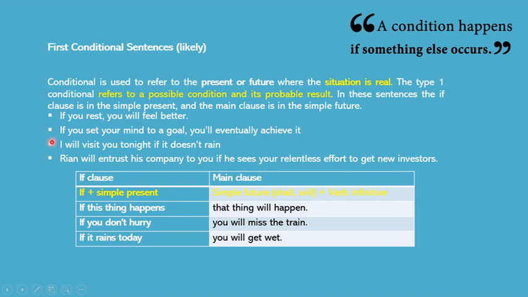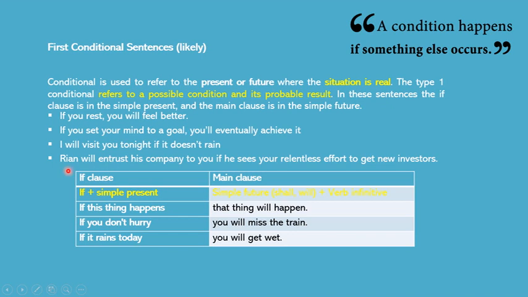If you put the if conditional at the beginning of the sentence, you have to put a comma here. And how about if we put the if conditional in the middle of the sentence? You don't have to put a comma. You can see in the third example here, there's no comma in this sentence. I will visit you tonight if it doesn't rain. If you put the if conditional in the middle of the sentence, you don't have to put a comma.